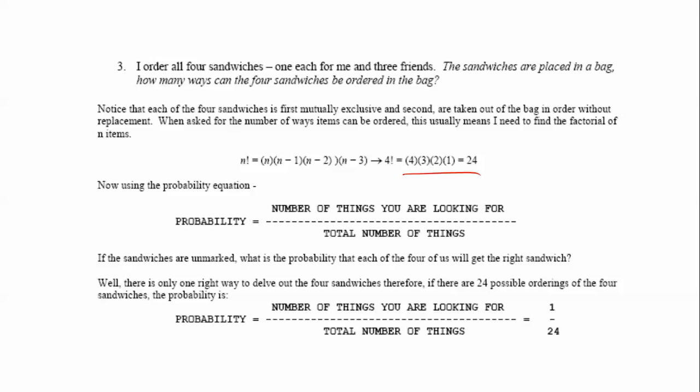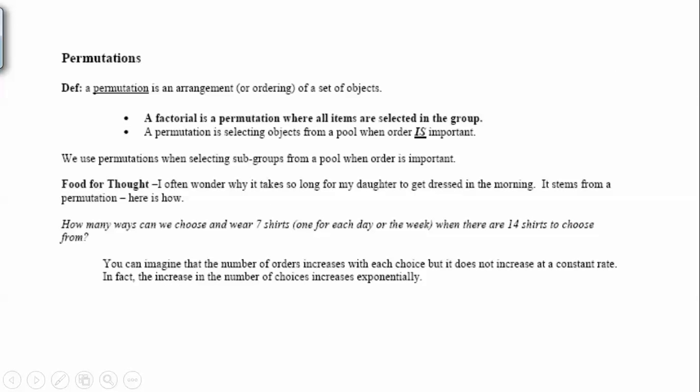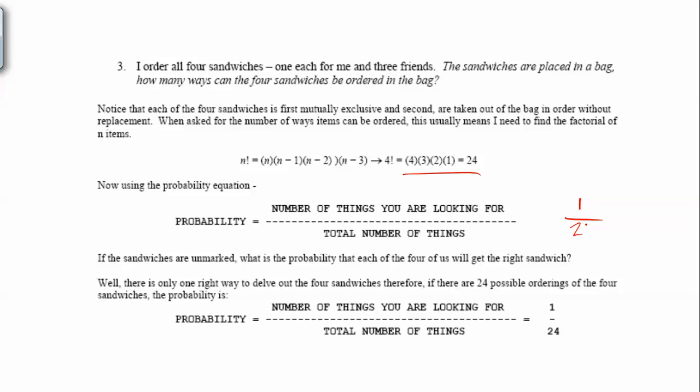Now let's go back to the classical approach. So remember, the probability is the number of things I'm looking for, which is getting the right sandwich to my right friend. There is only one way that that can happen. If you switch any of those sandwiches, then somebody did not get the right sandwich. But when I pull them out of a bag without looking, there are 24 different ways. There are 24 different ways that I can pull that sandwich out of a bag. So the probability that my friends will get the right sandwich just purely by random chance is only 1 out of 24.